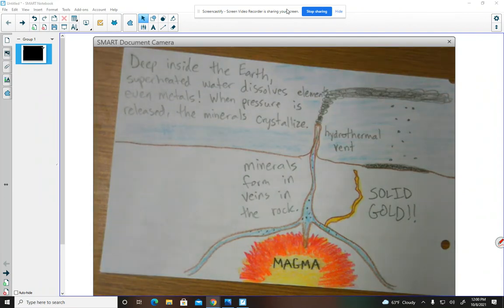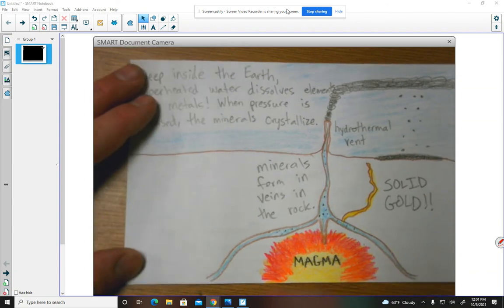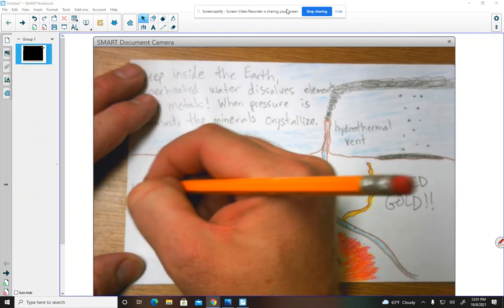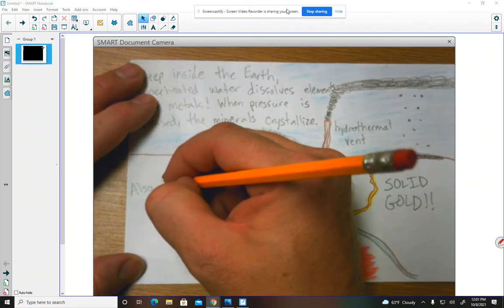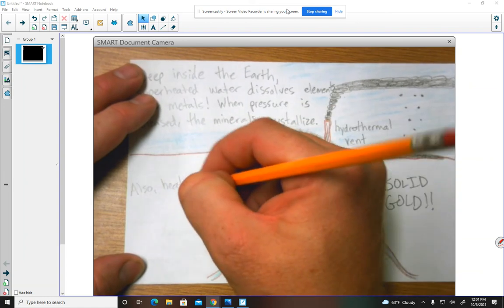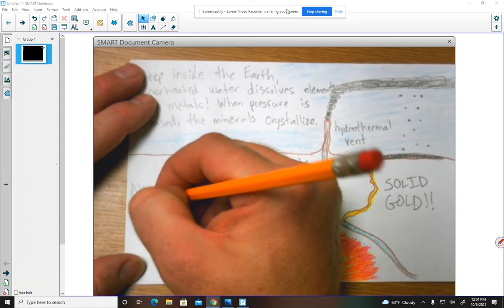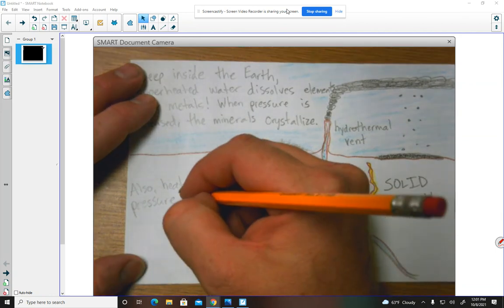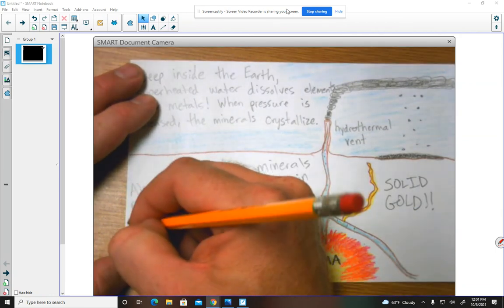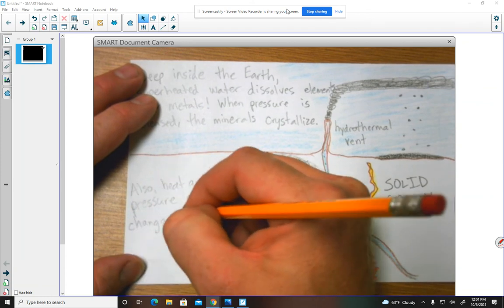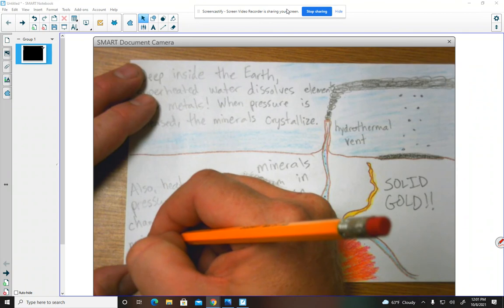And then the other one that I want to take note of, you might have a mineral that's underground and there's so much heat and pressure on it that it changes. That's called metamorphism. It would metamorphose into a totally different mineral, and that can happen just from heat and pressure. So I'm going to add that over here and say also heat and pressure can change one mineral into another. And we're going to study that in great detail during our next unit.